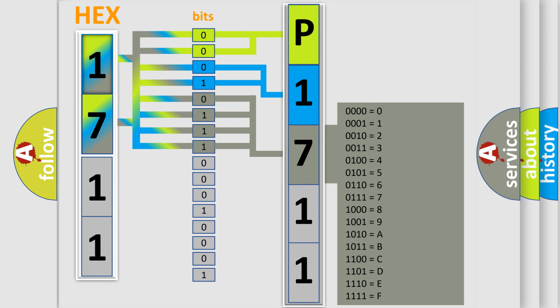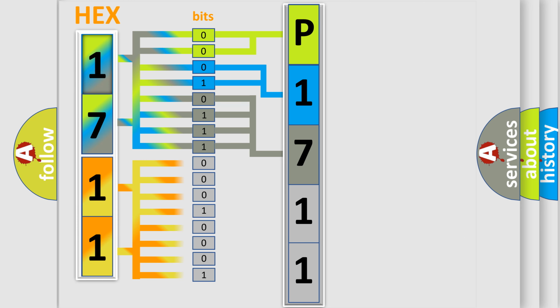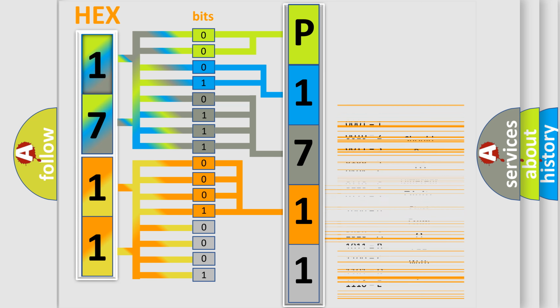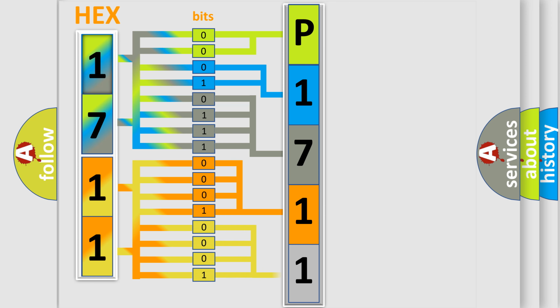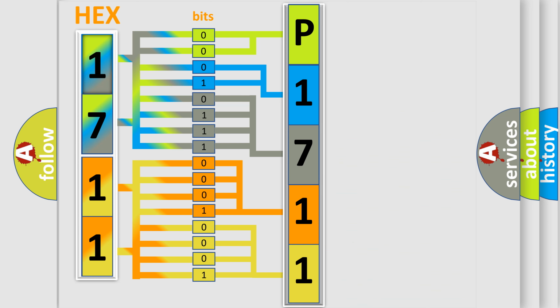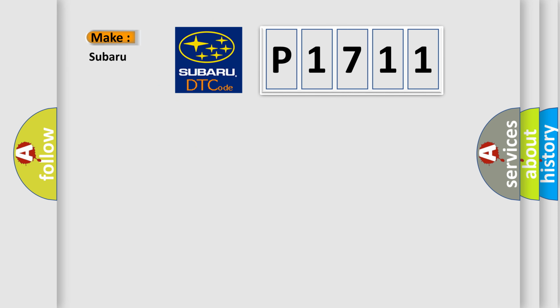The second byte is composed of a combination of 8 bits. The first 4 bits determine the fourth character of the code. And the combination of the last 4 bits defines the fifth character. A single byte conceals 256 possible combinations. We now know in what way the diagnostic tool translates the received information into a more comprehensible format. The number itself does not make sense to us if we cannot assign information about it to what it actually expresses. So, what does the diagnostic trouble code P1711 interpret specifically for Subaru car manufacturers?